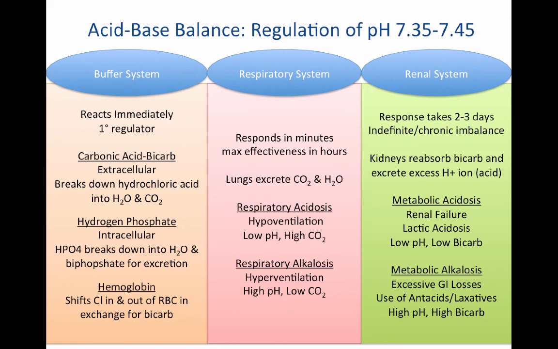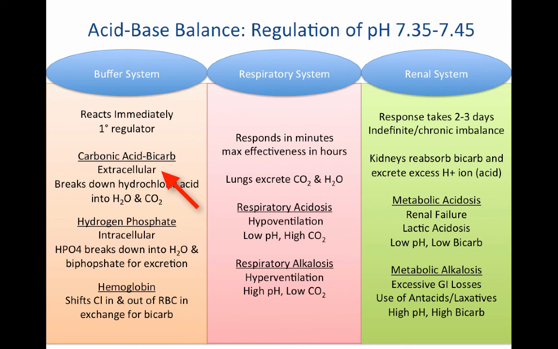So in order to maintain the pH between 7.35 and 7.45, there are three systems that do that. The buffer system, the respiratory system, and the renal system all play a role in maintaining this pH level, okay? The buffer system is important because it is the fastest acting system, and it is the primary regulator of acid-base balance. So again, the buffer system reacts immediately. It is the first one that you will see coming into play when you are trying to regulate hydrogen ion, okay?